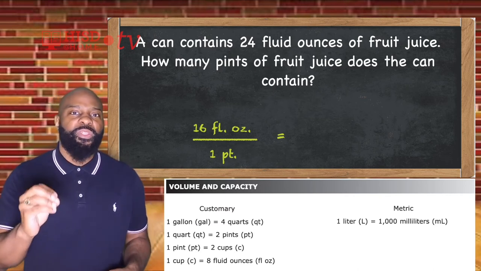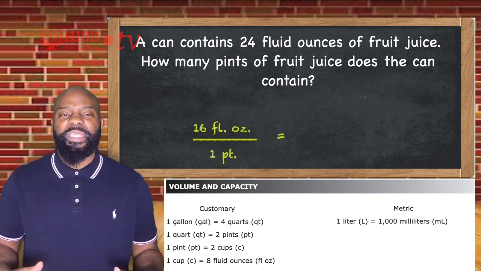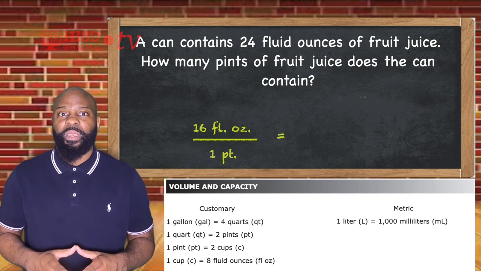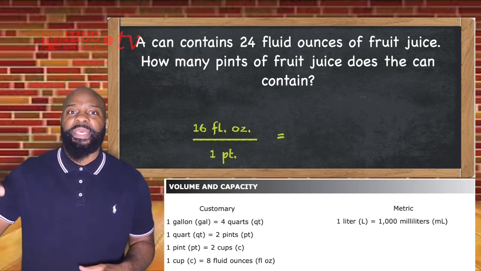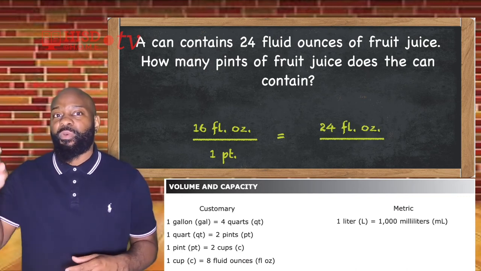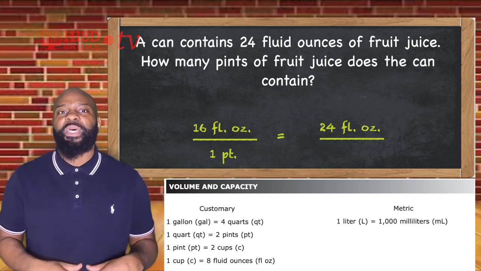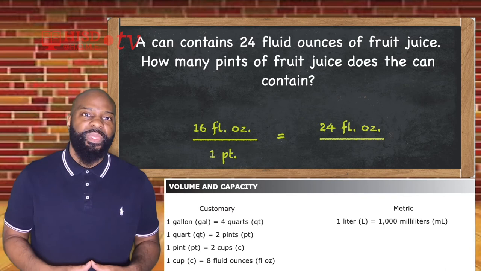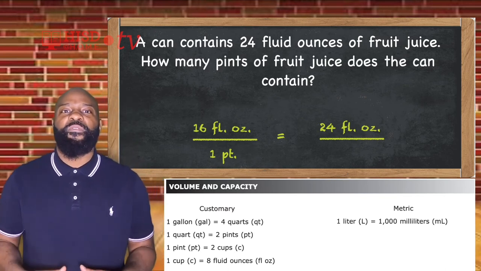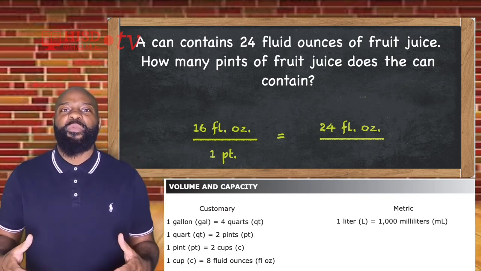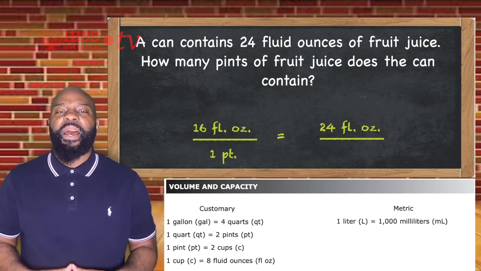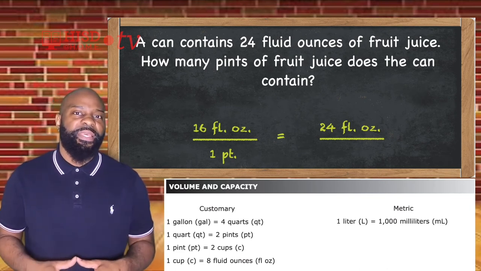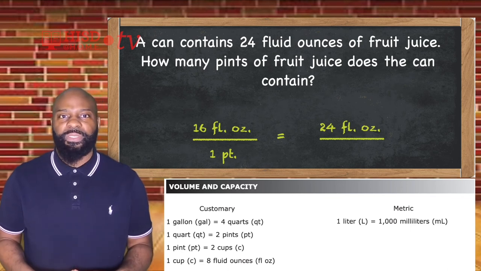And then you go back up to the word problem, and you see that the problem is asking for 24 fluid ounces. Remember, we said we were going to take that number that represents fluid ounces and match it with the other fluid ounces, which was 16. So we put the 24 fluid ounces in the numerator, and I also noticed that 16 doesn't go into 24 evenly, so it's going to require a little division.